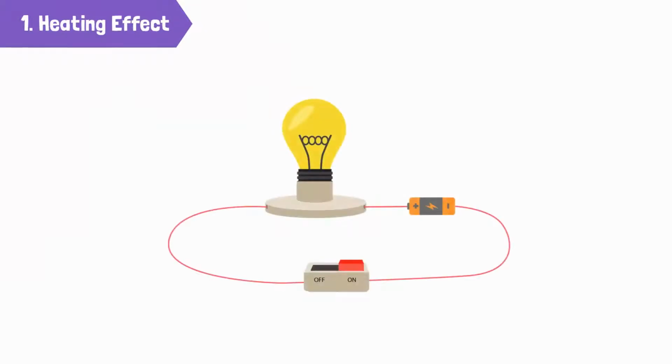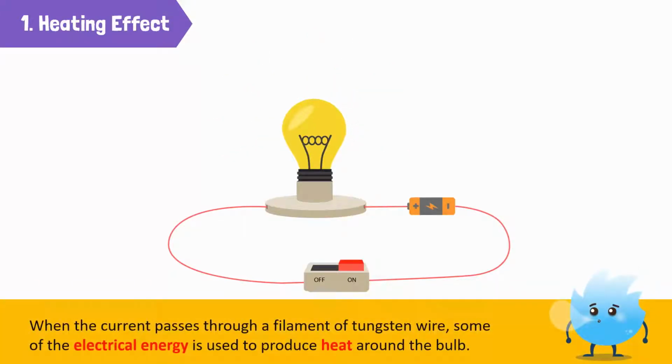Going back to the example, when the current passes through a light bulb, some of the energy is used to produce the light in the bulb, and the remaining energy dissipates in the form of heat. When the current passes through a filament of tungsten, a rare element used to make the wire in bulbs, some of the electrical energy produces heat around the bulb. This is called the heating effect of electric current.